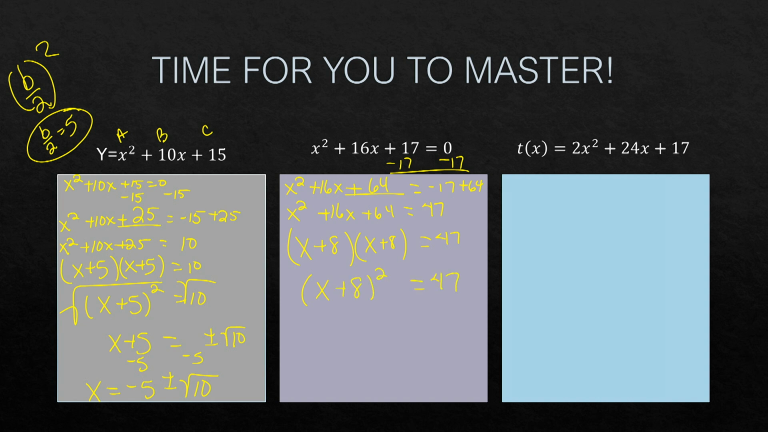And then I need to isolate that variable, so I'm taking the square root, and I have x plus 8 equals the square root of 47. Now, 47 is a prime number. I can't pull anything out, so I'm just going to have to leave it as plus or minus. Isolate by moving the 8, and my answer is x equals negative 8 plus or minus the square root of 47.